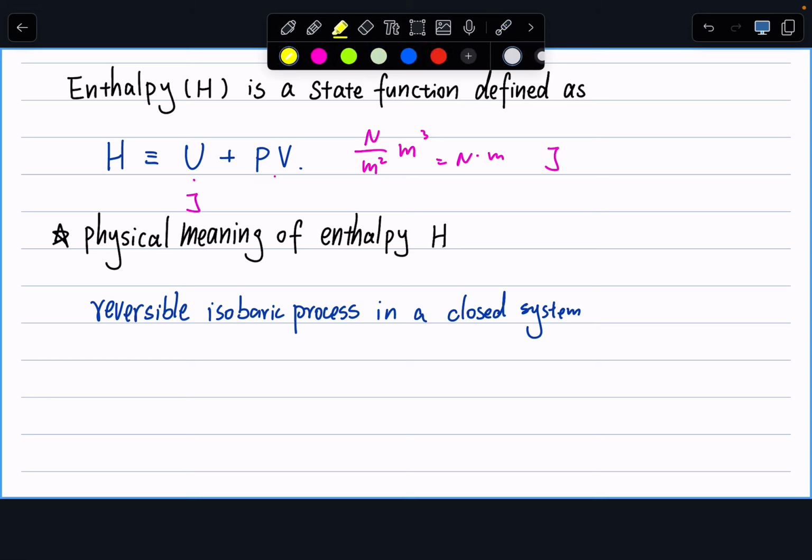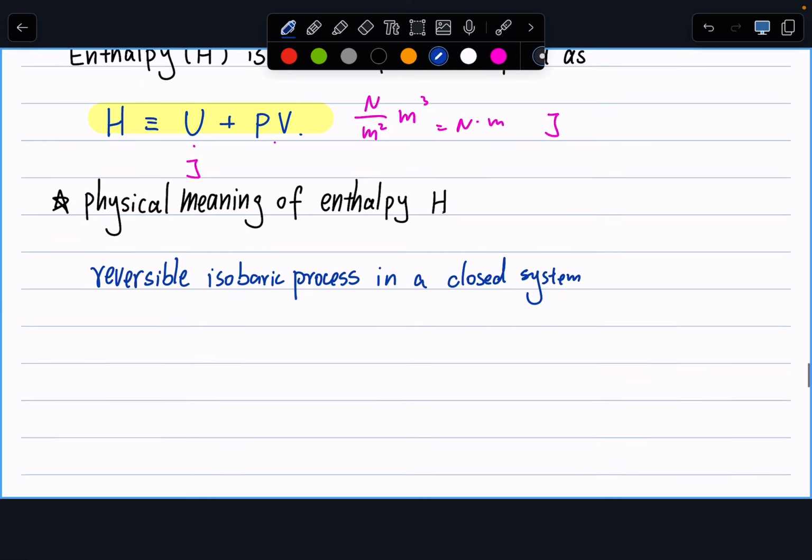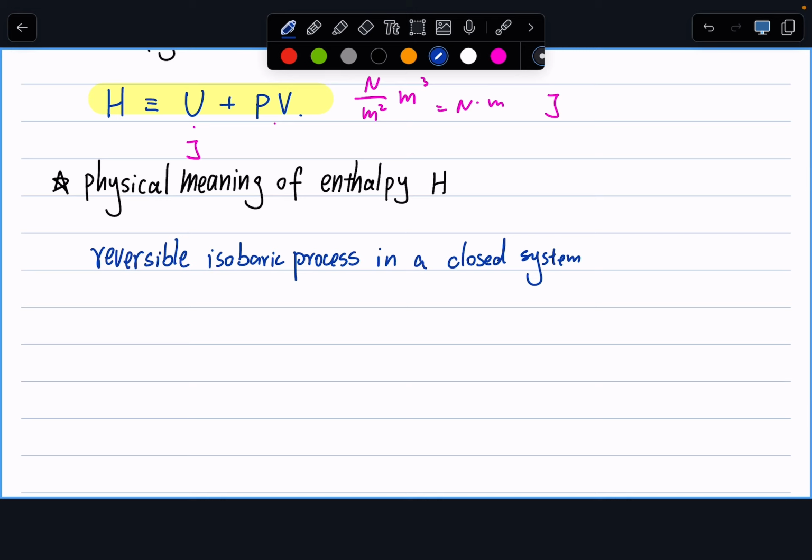Remember, the definition is just generally true. But in order to get an idea about what enthalpy is, we want to look at a reversible isobaric process in a closed system. It doesn't mean enthalpy is only defined for isobaric reversible processes in closed systems. All right, so let's think about it. We have two different tools. The first toolbox is the definition of enthalpy, which we will use later. The second tool is the first law of thermodynamics.